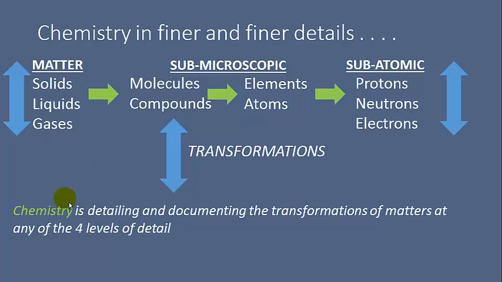So chemistry, as I like to define it, is really the study of these transformations, detailing and documenting the transformations that occur in matter, which is the physical macroscopic world, or the transformations that occur at the submicroscopic and subatomic world. Remember, these we can't really detect. We can't use our five senses to understand or grasp them. We look at their detection using instrumentation and whatnot. So chemistry is really detailing transformations of states of matter at any of these levels of detail or magnification.